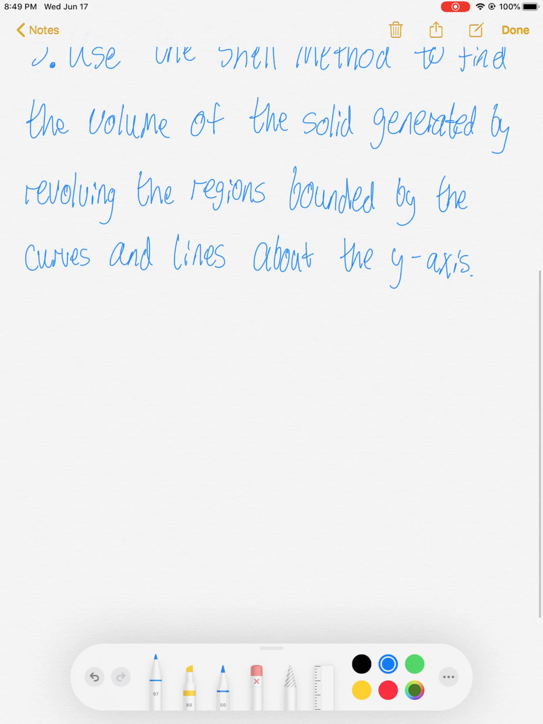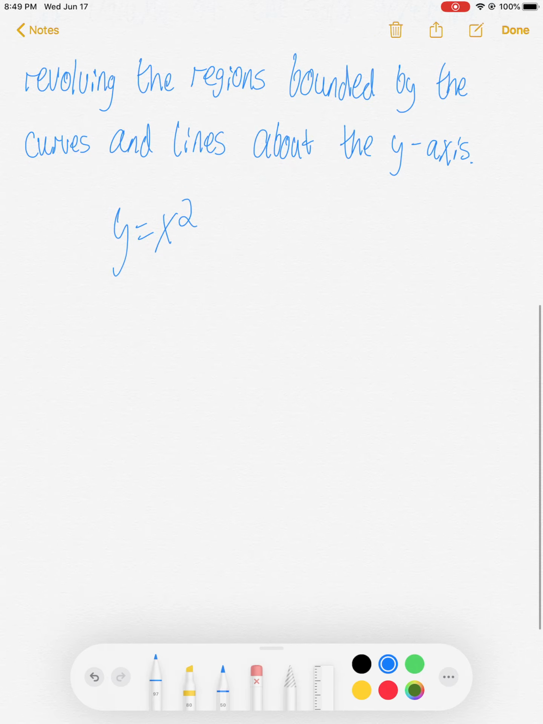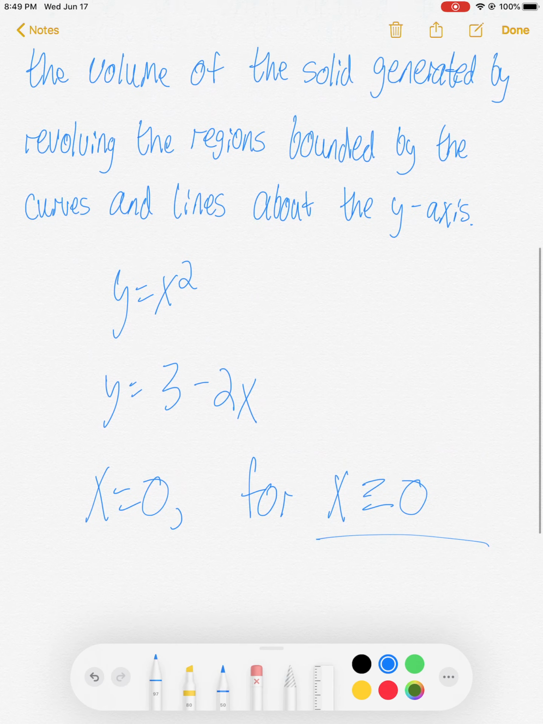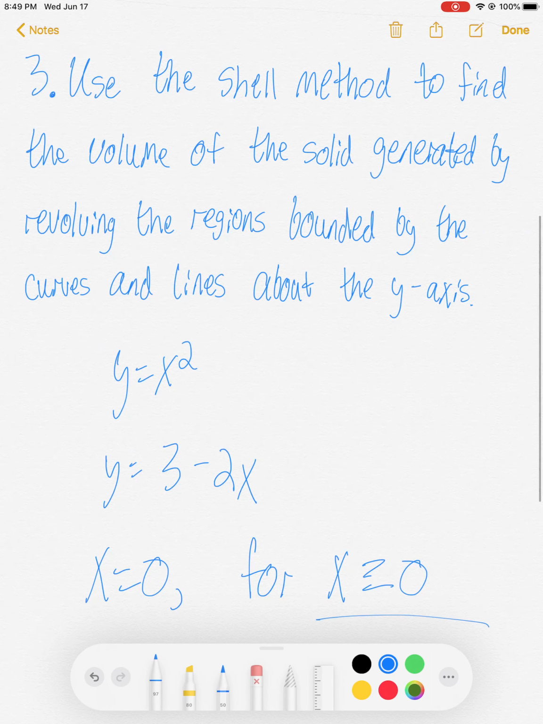The curves and lines we are given are y equals x squared, y equals 3 minus 2x, x equals 0, and we are going to look at, in particular, the x values greater than or equal to 0. This gives us 2 regions that we could potentially work over, but they're making clear which region they want us to look at.